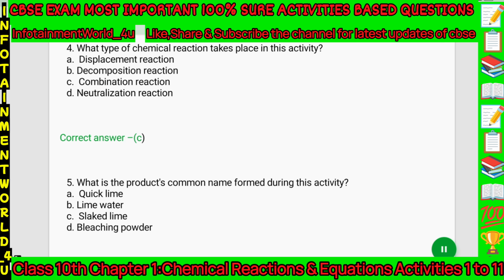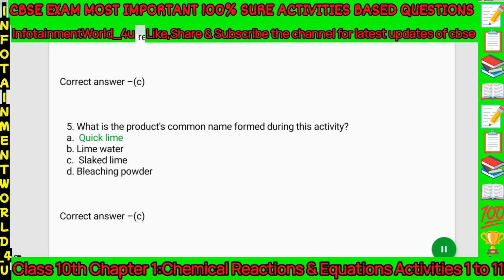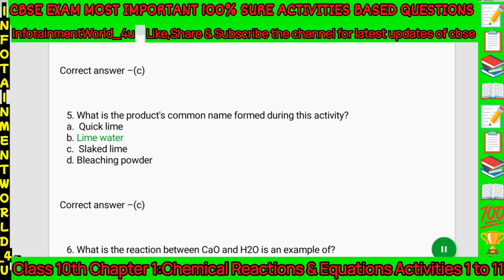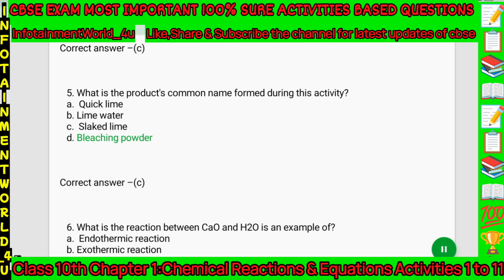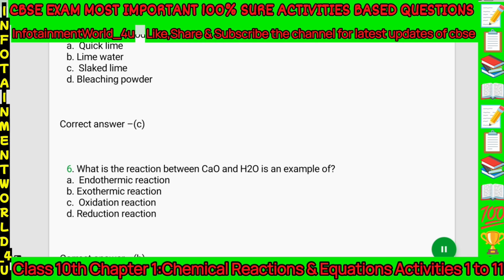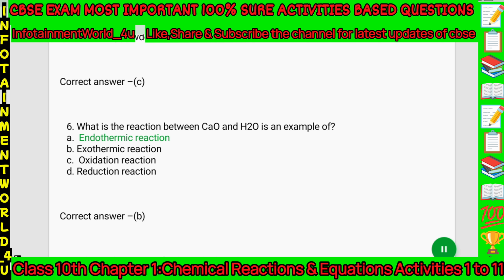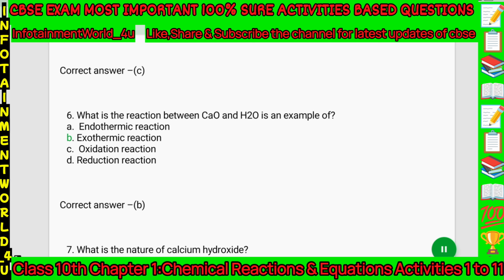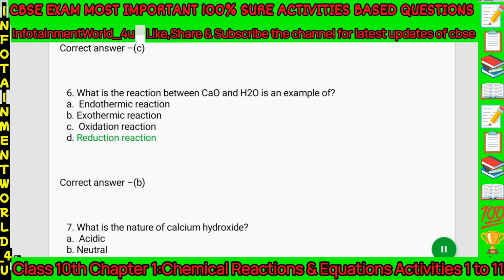Correct answer C. 5. What is the common name of the product formed during this activity? A. Quicklime. B. Lime water. C. Slaked lime. D. Bleaching powder. Correct answer C. 6. What is the reaction between CaO and H2O an example of? A. Endothermic reaction. B. Exothermic reaction. C. Oxidation reaction. D. Reduction reaction.